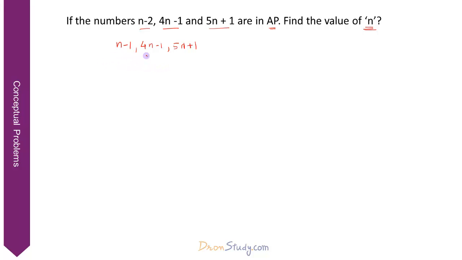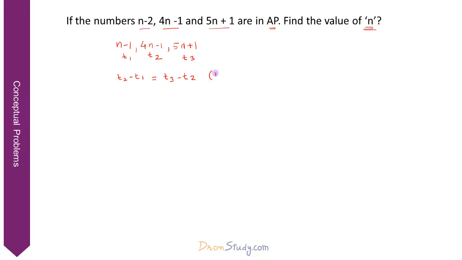Then only it will be an arithmetic progression. So if this is the first term T1, it is the second term T2, and it is the third term T3, and since this is an arithmetic progression, then T2 minus T1 should be equal to T3 minus T2.